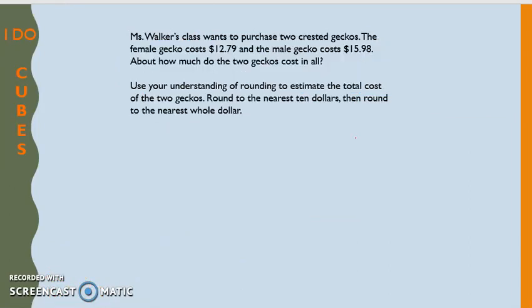Let's go on to the I do again. Okay, this scenario is just a little bit different. Now we're going to be estimating in dollars. So my class, Miss Walker's class, wants to purchase 2 crested geckos. The female gecko costs $12.79, and the male gecko costs $15.98. We want to know about how much do the 2 geckos cost in all.